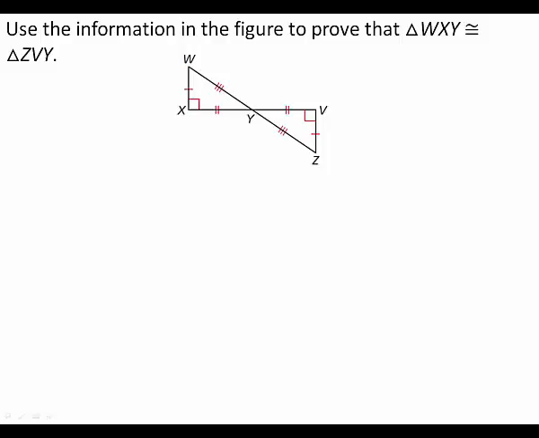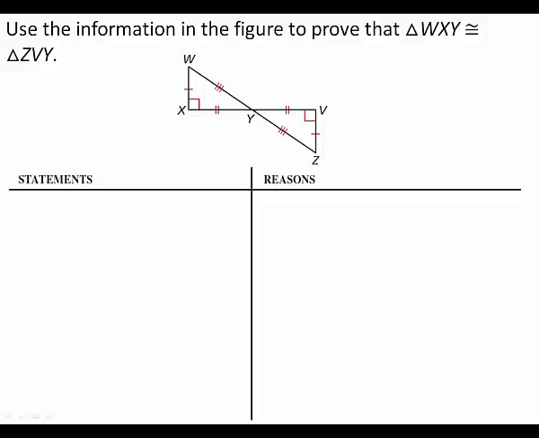Use the information in the figure to prove that triangle WXY is congruent to triangle ZVY. In order to prove that triangle WXY is congruent to triangle ZVY, you need to show that all pairs of corresponding parts are congruent. To do this, you can use a two-column proof.